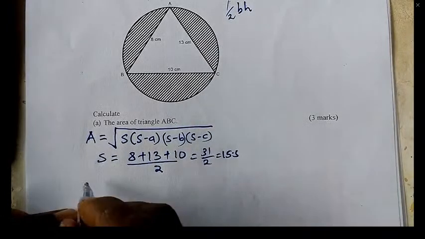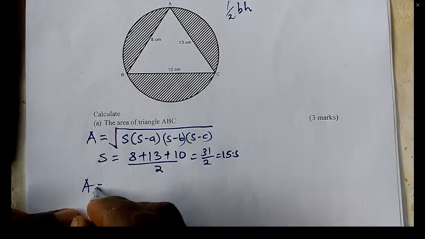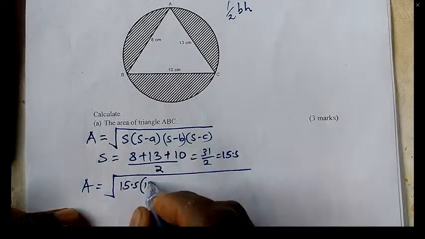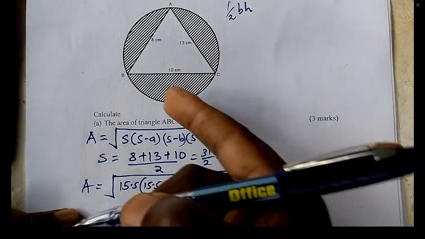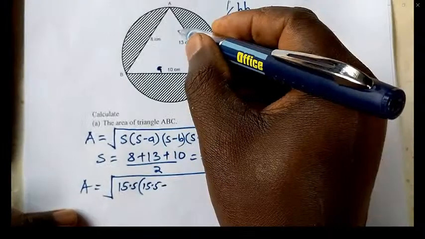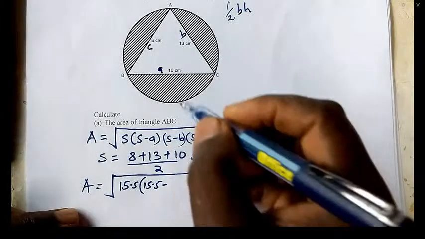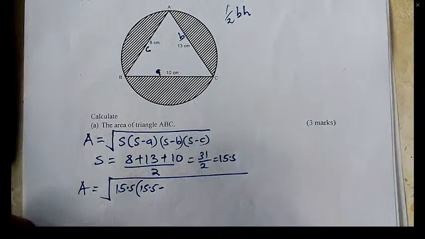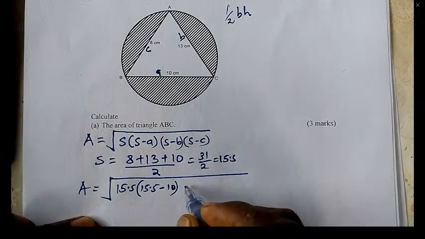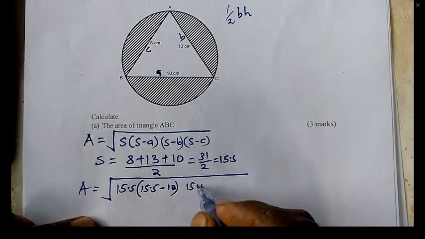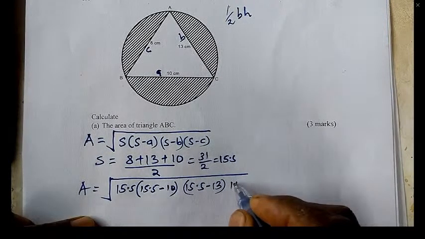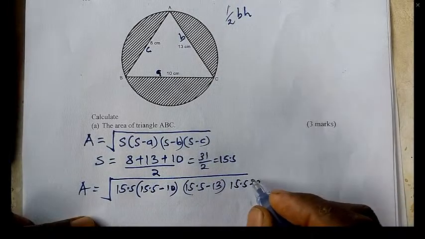Now let us substitute. Our area is equal to the square root of 15.5 into 15.5 minus, this is our A, B, C. I hope you know how to locate those things. So minus A, our A is 10, and then 15.5 minus B, which is 13, and then 15.5 minus our C, which is 8.